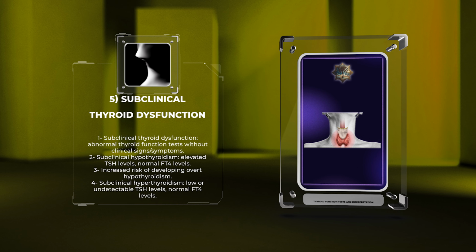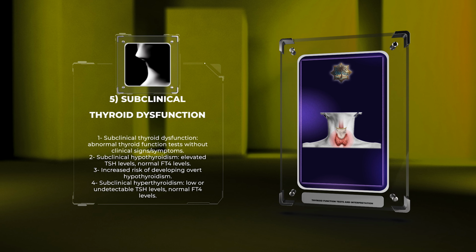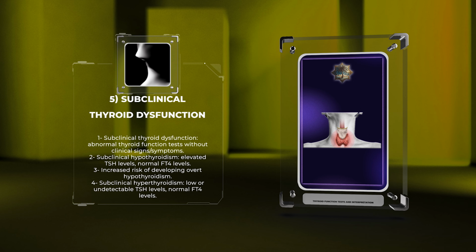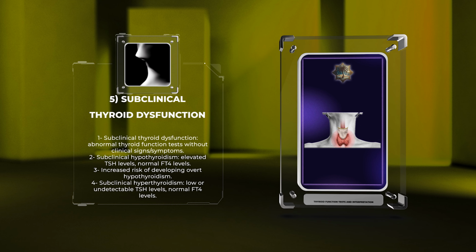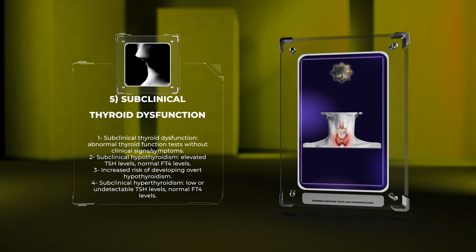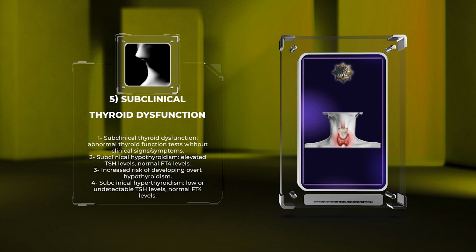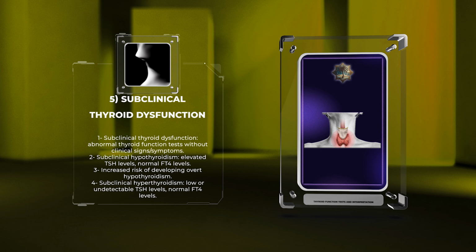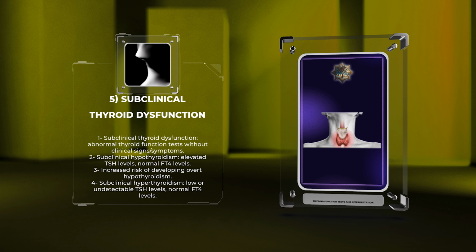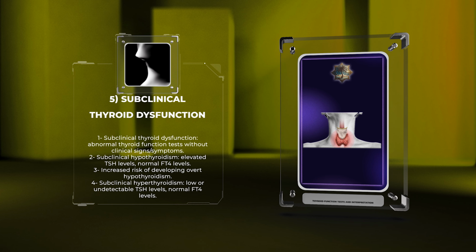Subclinical hypothyroidism is characterized by elevated serum thyroid-stimulating hormone, TSH, levels with normal free thyroxine, FT4, levels. Although patients may be asymptomatic, they have an increased risk of developing overt hypothyroidism in the future. Conversely, subclinical hyperthyroidism is characterized by low or undetectable TSH levels with normal FT4 levels. As with subclinical hypothyroidism, patients may remain asymptomatic, but monitoring is required to detect potential progression to overt hyperthyroidism.